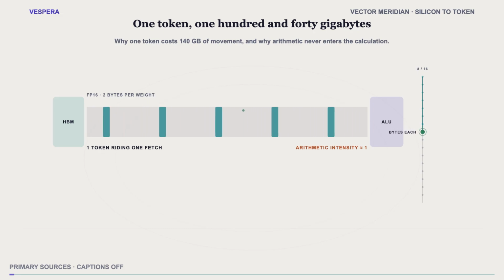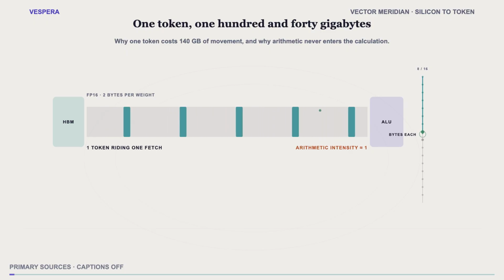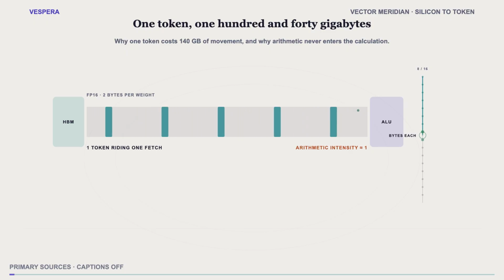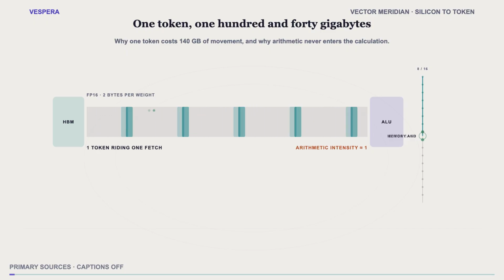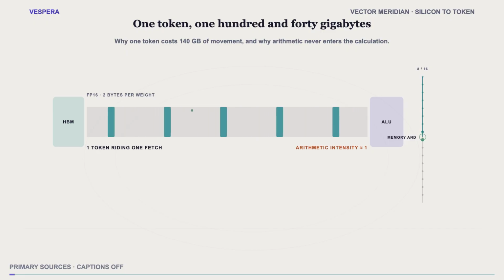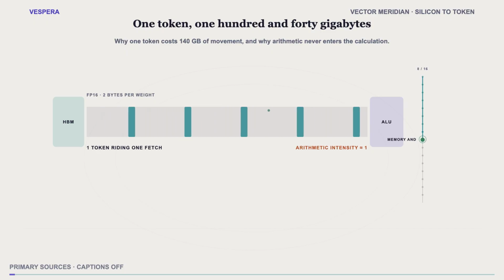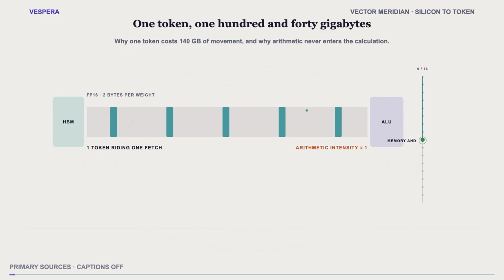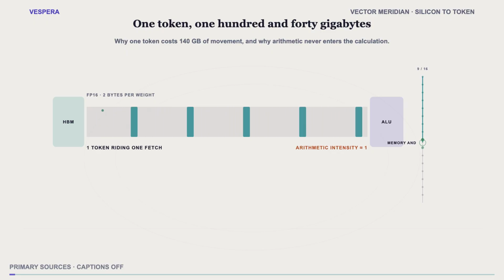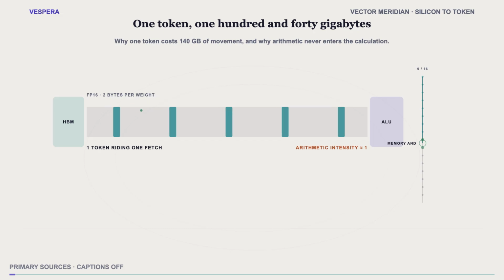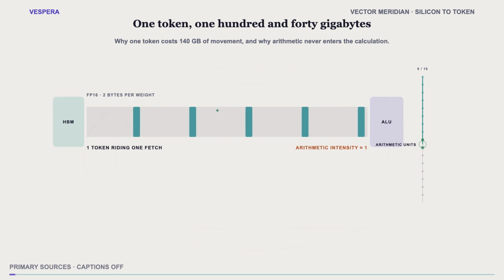You could double the arithmetic throughput of that chip, quadruple it, put 100 times more arithmetic on the die, and the answer would still be 42 milliseconds. You would simply have built a larger machine to do the same amount of waiting. I want to be precise about how much waiting. A forward pass at batch size 1 reads each 2-byte weight and performs exactly 2 arithmetic operations with it, 1 multiply and 1 add. 2 operations per 2 bytes, 1 operation per byte. Hold on to that number because it is going to come back in every act of this film.